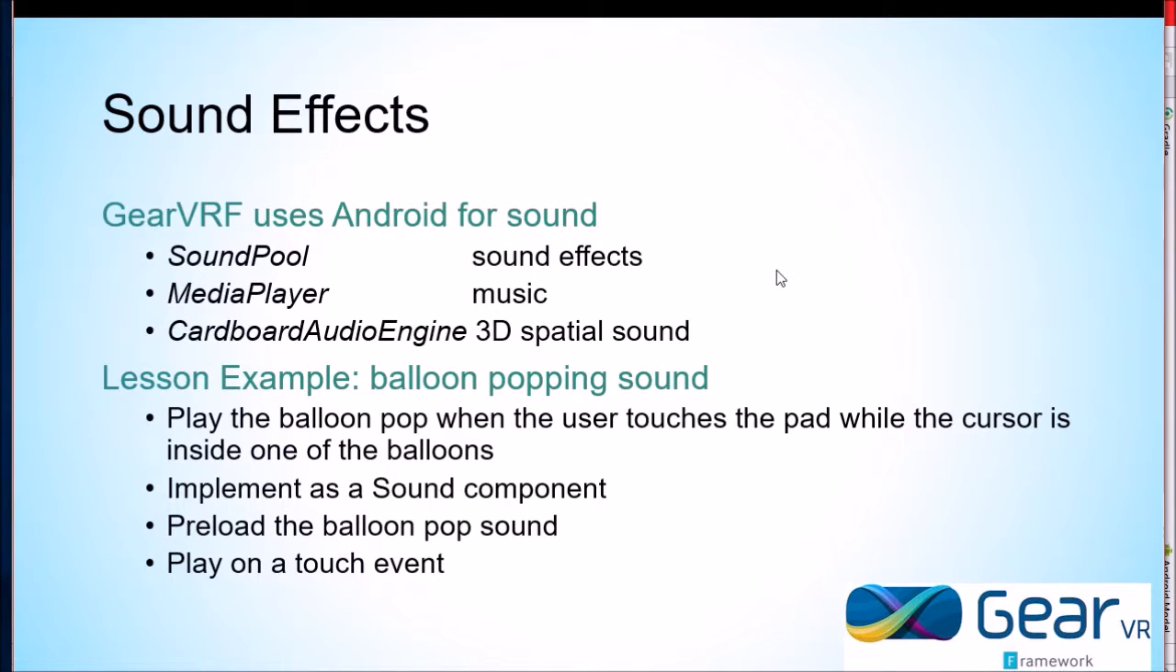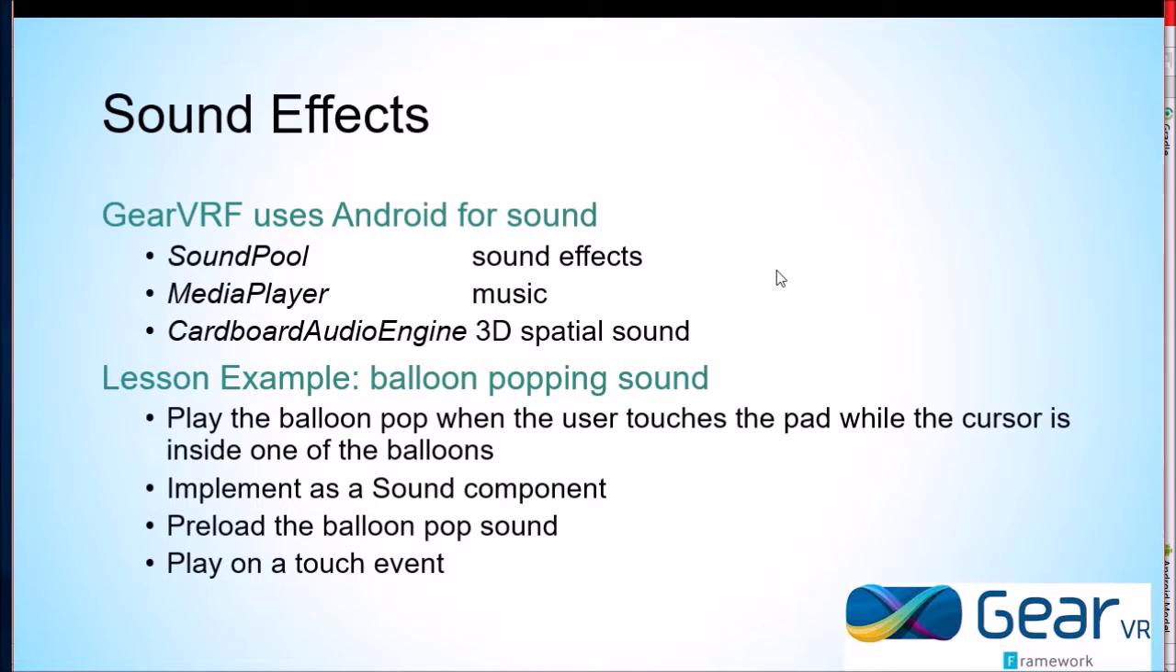Sound effects are done with the Android layer, and there are three primary components that you would use there. The sound pool is used for sound effects. These are short things that come and go quickly. The media player is used for music. That would be for playing a longer sound that is more continuous. And then Cardboard Audio Engine is used for 3D spatial sound, and that sound actually sounds closer. It's louder when you're closer to an object in the scene, and when it's further away, the sound is a little bit softer.